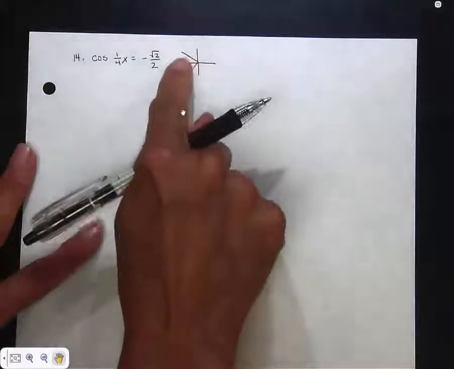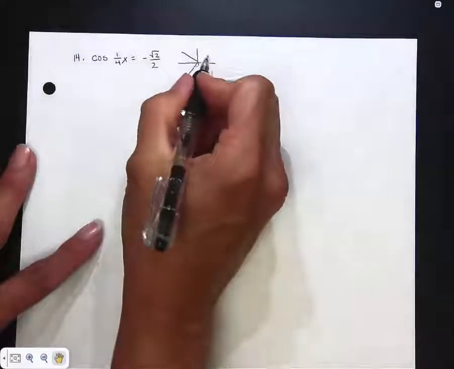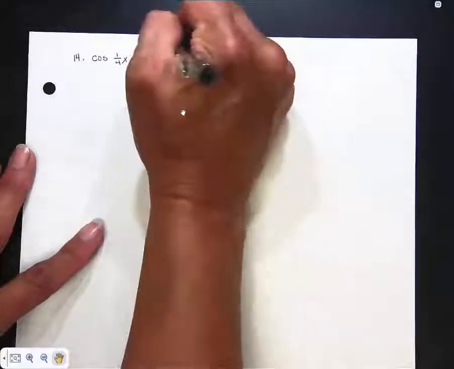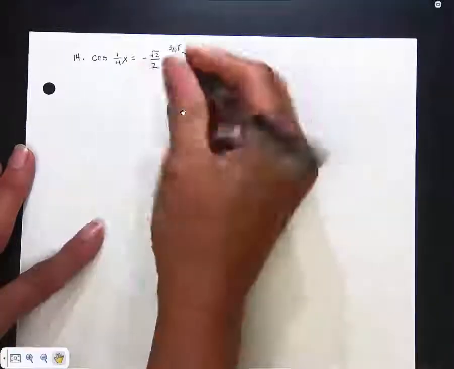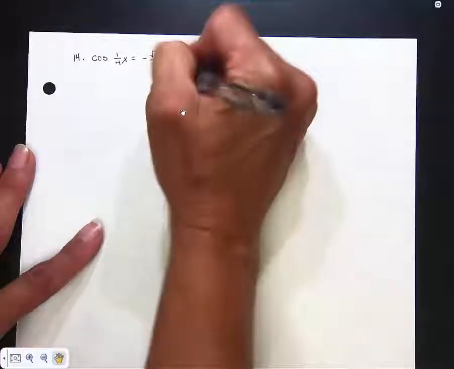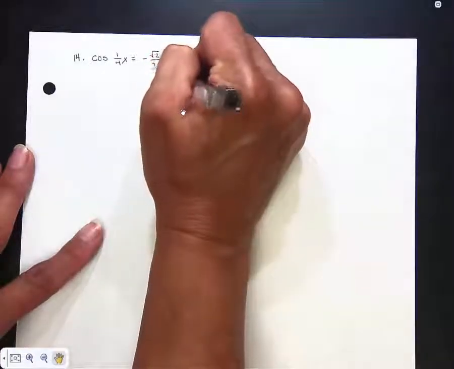In the second quadrant, this quarter pi is 1/4, 2/4, 3/4 pi. And in the third quadrant, that's 4/4, 5/4 pi.